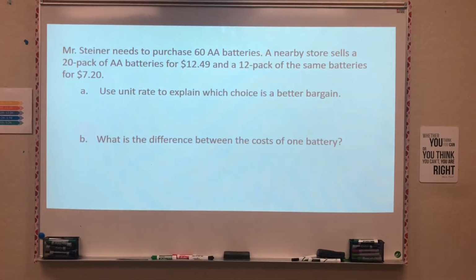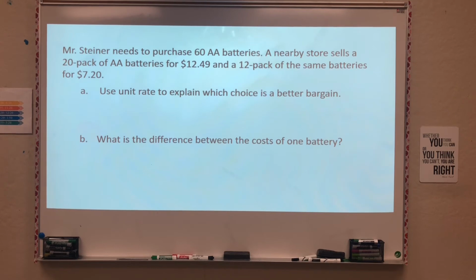Ooh, I love all the writing. That's what I think. Tell me why. Because the 12 pack is sometimes 20 in the range 0.60. In the 20 pack, I'm getting 6 more batteries. They're going to be 0.62. I'll be paying $12.49. I'm paying like $5 or something more, right?